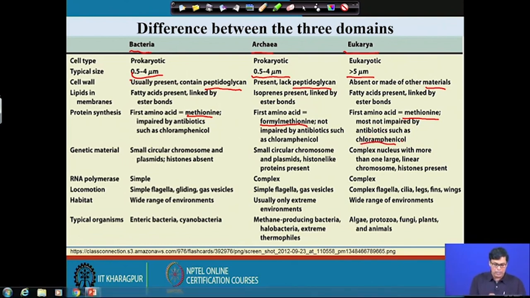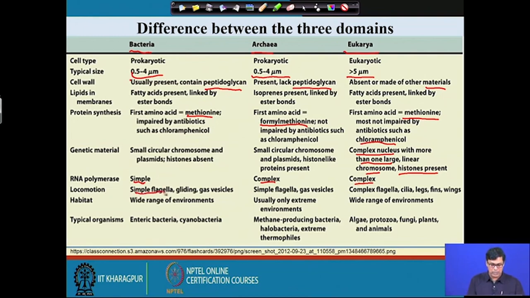Now, as far as genetic material is concerned, bacteria contain small circular chromosomes, and here also small circular chromosomes and plasmids, with histone-like proteins present. Eukarya have a complex nucleus, which is very important, with more than one large linear chromosome, and histones are present. If you look at the RNA polymerase, in bacteria it is very simple, and in both archaea and eukarya it is complex in nature.